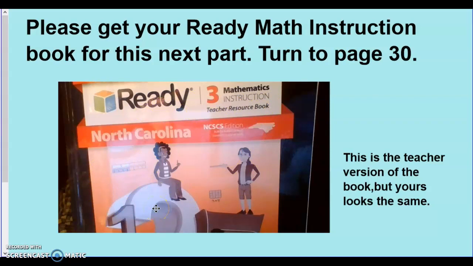So if you need to pause this for a minute and go grab your book, we're going to start on page 30. We are going to use this book to supplement what I'm already doing in math. So don't worry, we're not going to do every page in this book, and sometimes we won't even go in order, but we're going to use it and get some practice in with it, okay? All right, once you've got your book, hit play again.